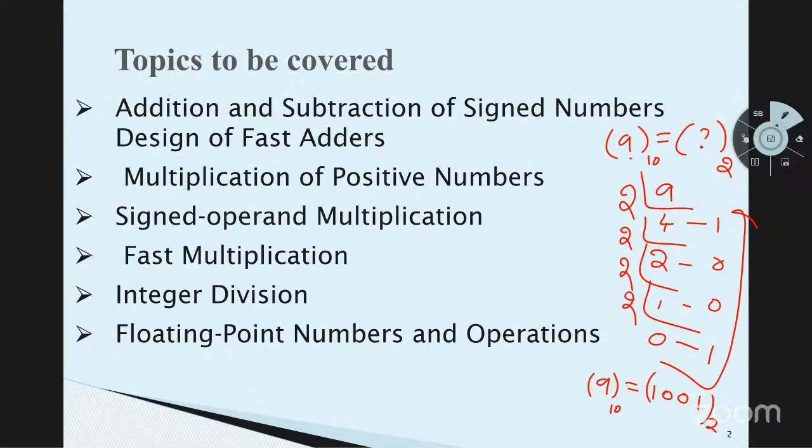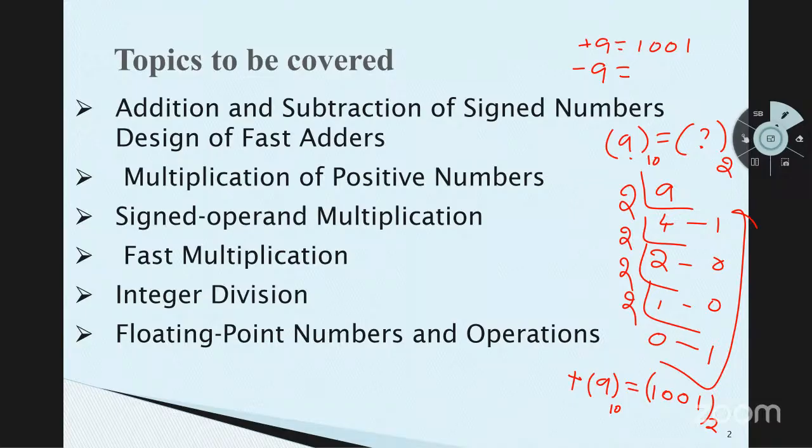Okay, so now the equivalent binary value of 9 is 1, 0, 0, 1. That is plus 9. Plus 9 is equal to 1, 0, 0, 1. And minus 9 is equal to, how to get the minus 9? Shall I write minus 1, 0, 0, 1?